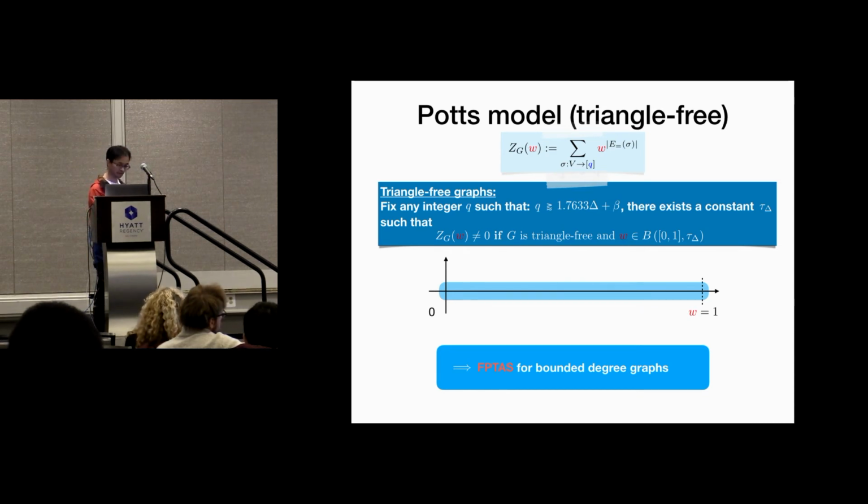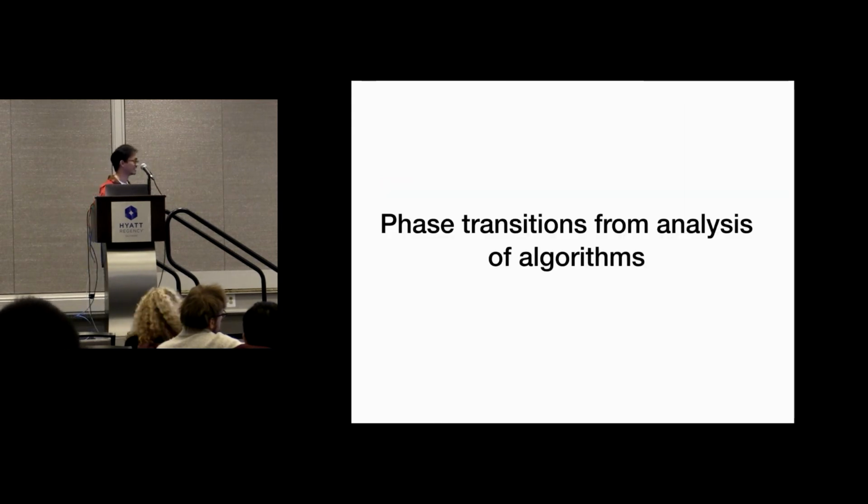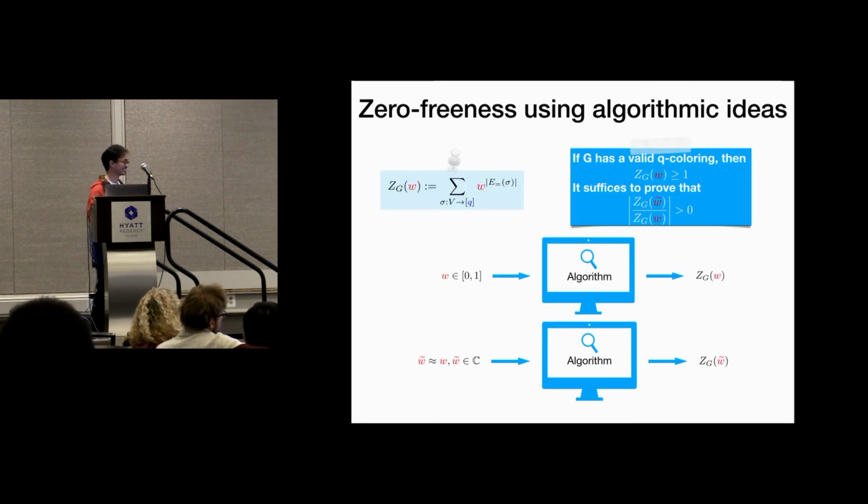Okay, so how do we show our zero freeness result? It turns out that we are going to use a different algorithm. By analyzing a different algorithm, we are able to establish this zero freeness. And okay, so what is the main idea of this?